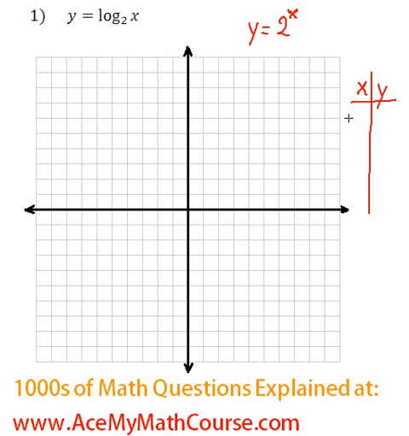I'll plug in maybe -2, -1, 0, 1, 2, and 3 for x. So if I plug in -2 for x, 2 to the power of -2 is a quarter. If I plug in -1, we get 2 to the -1, which is a half. If I plug in 0, we're going to get 1. 2 to the 1, if I plug in 1 for x, we're going to get 2. If I plug in 2, we're going to get 4. And 2 to the 3 is 8. Great. So now we have a bunch of points to work with.